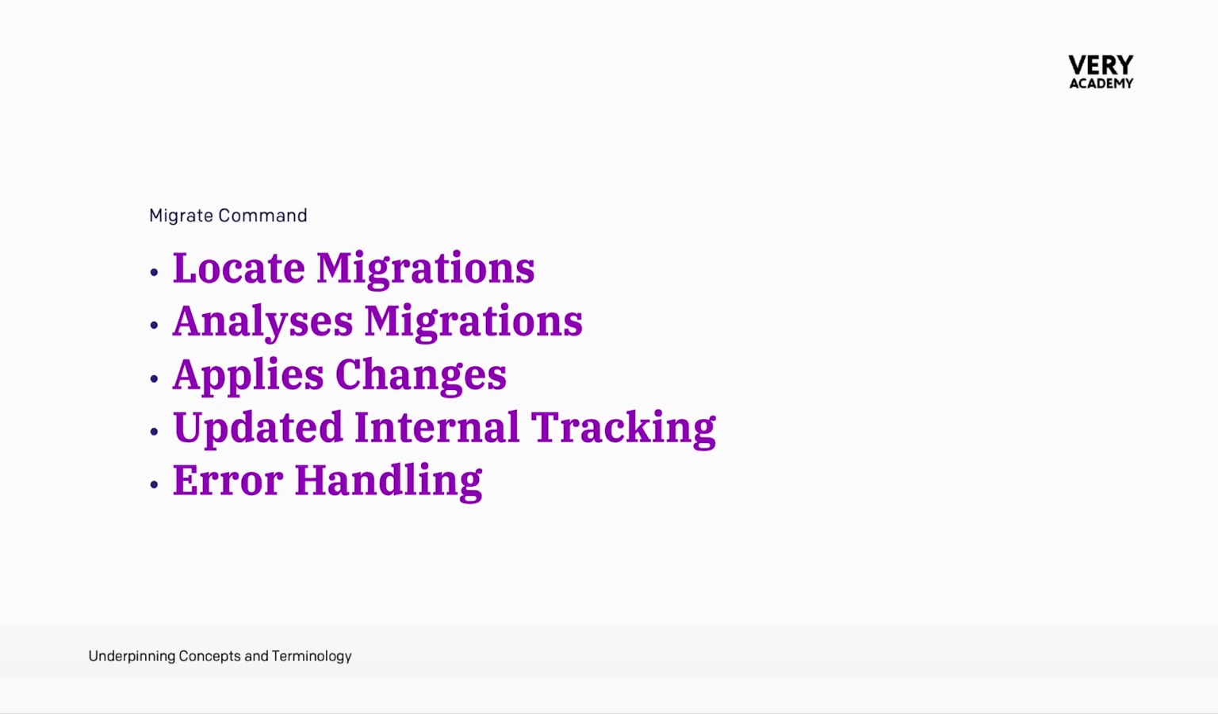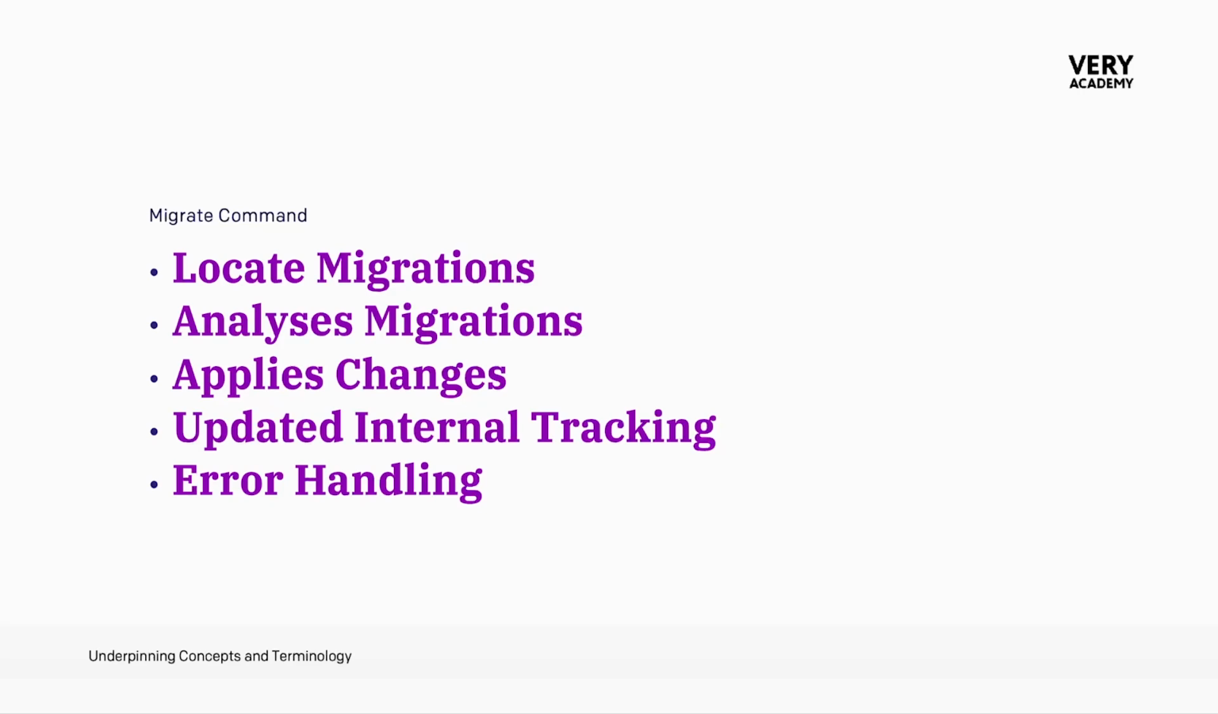So to summarize these steps of the migration process, first, locating migrations. Django searches for pending migrations in your project, typically under the migrations folder within your app directory. Each migration file represents a specific change made in or to your models. Next step is analyzing migrations. For each pending migration, Django reads its contents and understands the intended schema changes. This will include information like adding or removing fields, modifying field types, creating or deleting tables, and so on.